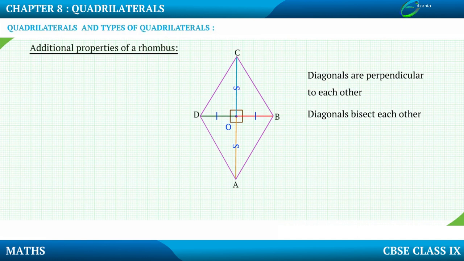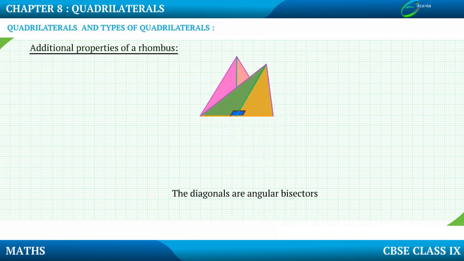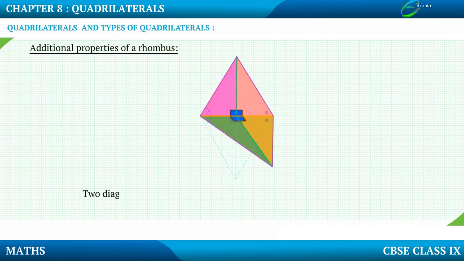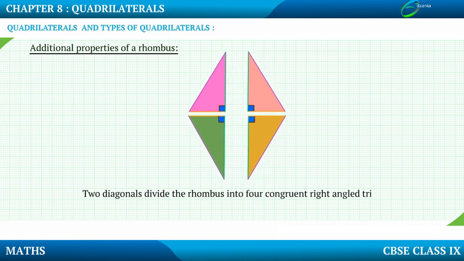If we fold the rhombus along diagonal AC, then angle DCO overlaps on angle BCO. Also, angle DAO overlaps on angle BAO. The diagonal divides the angles into two equal parts. So the diagonal of a rhombus is an angle bisector. Similarly, another diagonal also is an angle bisector. Two diagonals of a rhombus divide it into four congruent right-angled triangles.